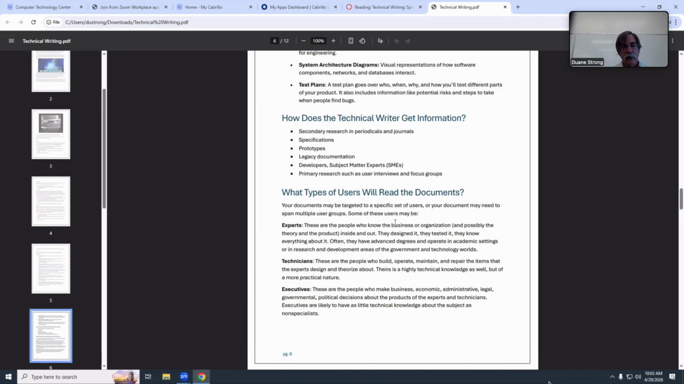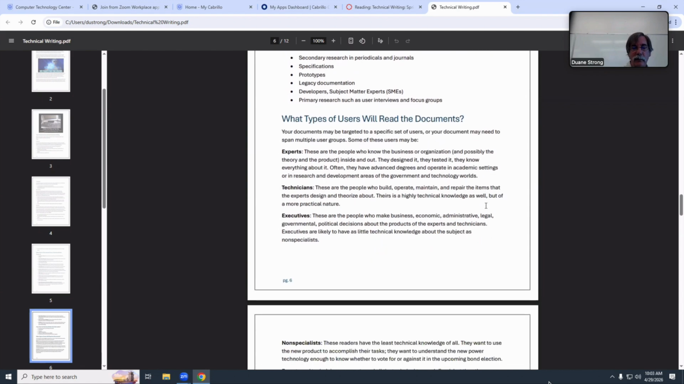So just like business writing, you use secondary research, such as periodicals and journals, any specifications that someone else hopefully has written already. Might actually have some prototypes that the engineering department has been working on that you can play with, interact with. There may be legacy documentation for like the Model 1, now you're working on Model 2. But the most important thing are those developers, those subject matter experts, we call them SMEs or SMEs. And then just like your business writing, you can also use primary research that you might do, such as interviews or focus groups.